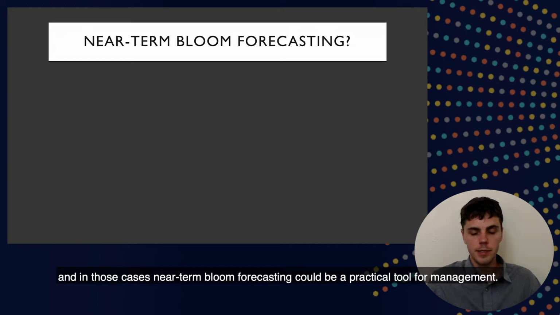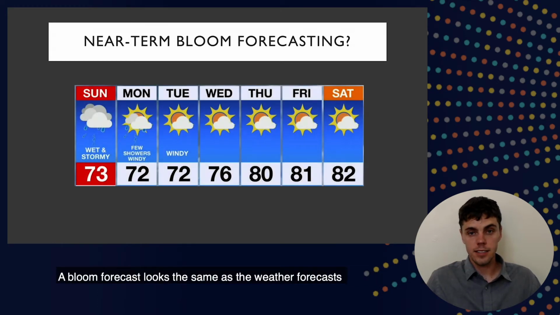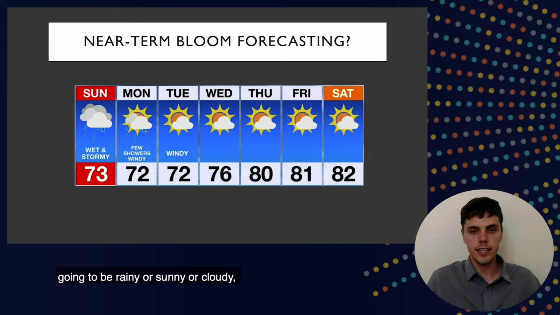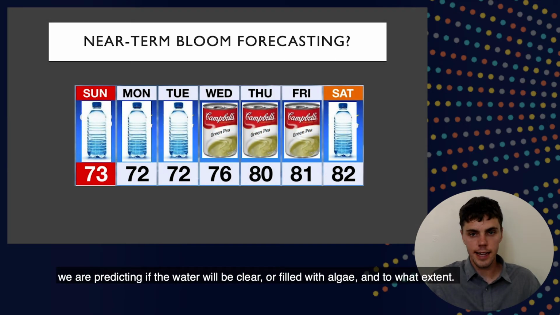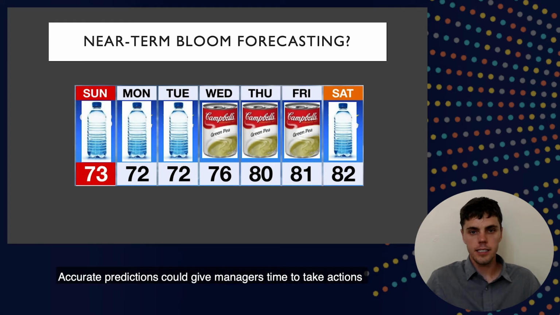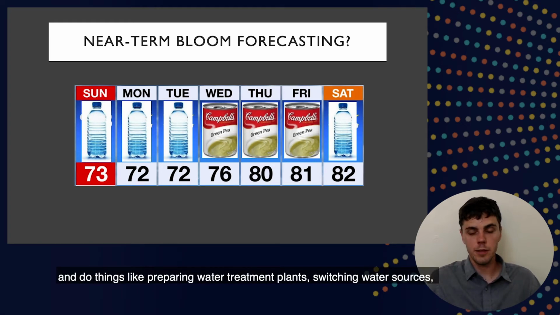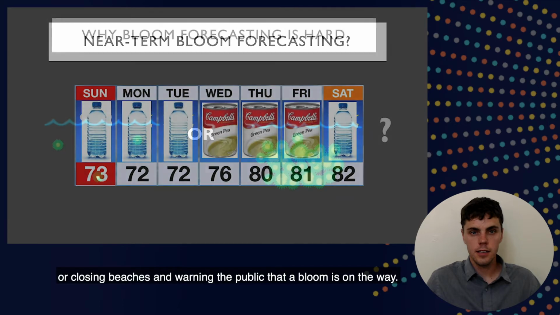A bloom forecast looks the same as the weather forecast you see every day, except instead of predicting if it's going to be rainy or sunny or cloudy, we are predicting if the water is going to be clear or filled with algae and to what extent. Accurate predictions could give managers time to take actions and do things like preparing water treatment plants, switching water sources, or closing beaches and warning the public that a bloom's on the way.